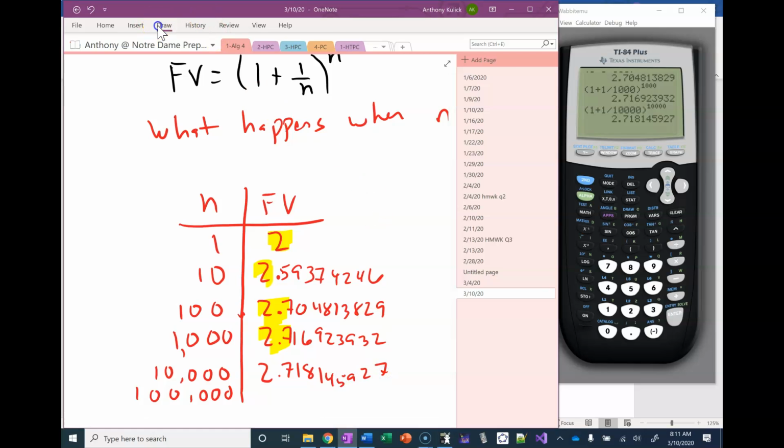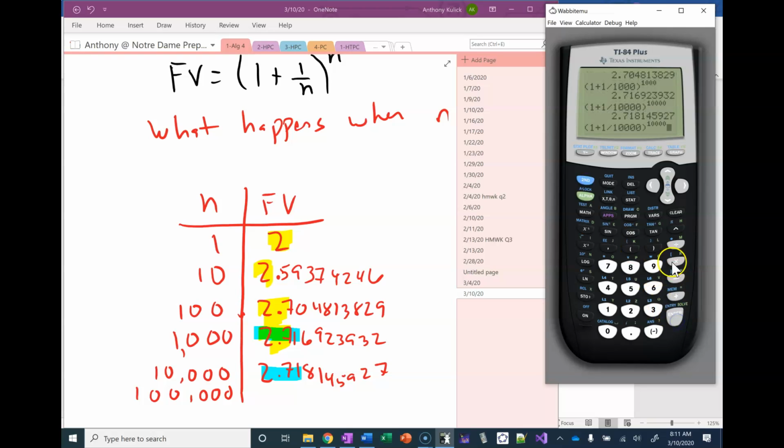So now how many digits do we have matching? Now we have 3 that match, right? Let's do the 100,000. Think we're going to pick up another digit? Maybe. Sometimes we will, sometimes we won't. It's hard to say.